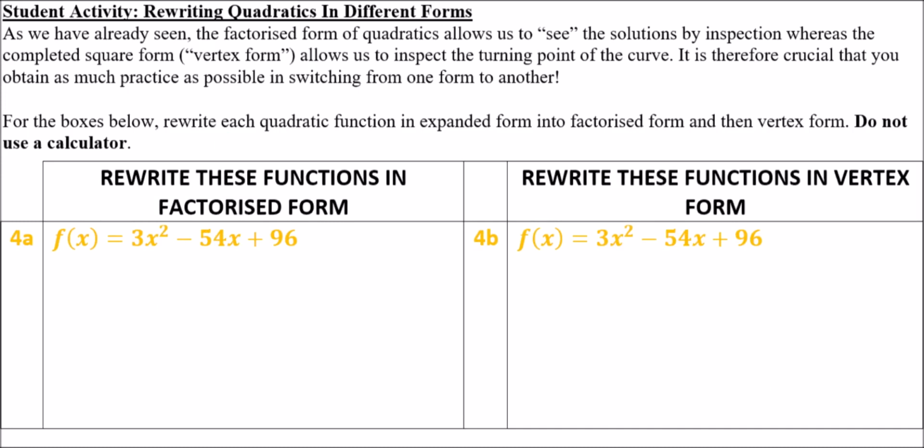Question 4, again, just inspect to see if there's a common factor in all of these terms. There's a common factor of 3. So for this one, factorise out the 3. You'll then arrive at x squared minus 18x plus 32. This bit inside the brackets will now factorise quite nicely. So two numbers that multiply together to give us 32, yet when we add them give us -18. Those numbers would be -2 and -16.